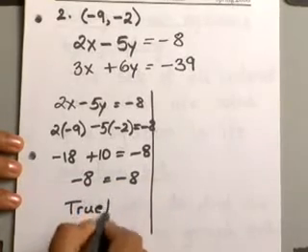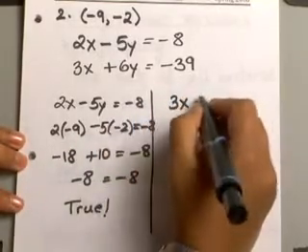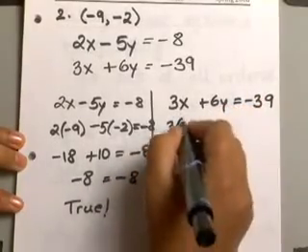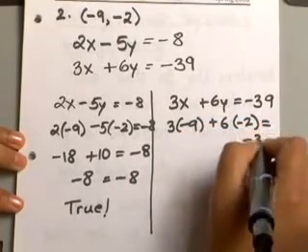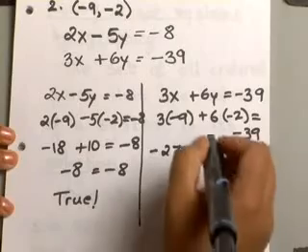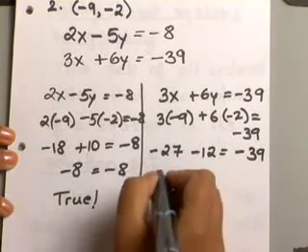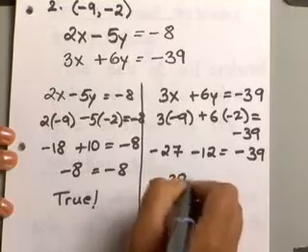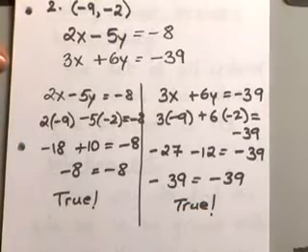So our ordered pair will satisfy the first equation. Let's try with the second one. That will give me -27, -12, and two negative numbers, so that will add up to give me -39.